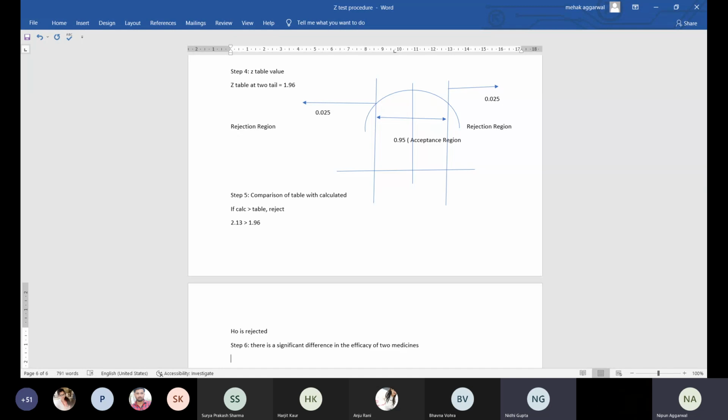Fine. Sir, as we can see that there is a significant difference between the two medicines, but can we conclude which one is better than the other? So for "better", you can simply compare it with the proportion.